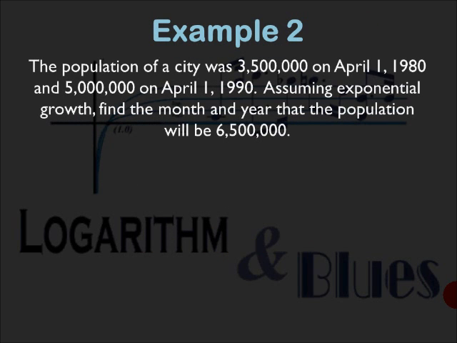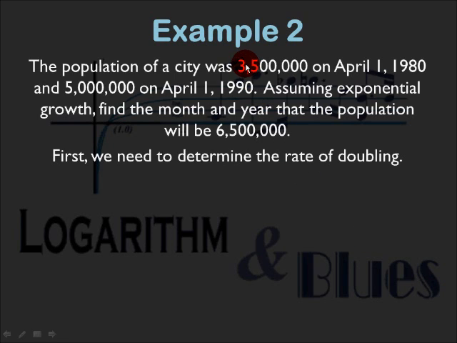The population of a city was 3.5 million on April 1st, 1980, and 5 million on April 1st, 1990. Assuming exponential growth, find the month and year that the population will be 6,500,000. Alright, so we have a lot of things going on here. The first thing you're going to want to do is identify what the variables are. So, let's start with the 3.5 million and 5 million. We're going to use those two to solve for the missing variable.